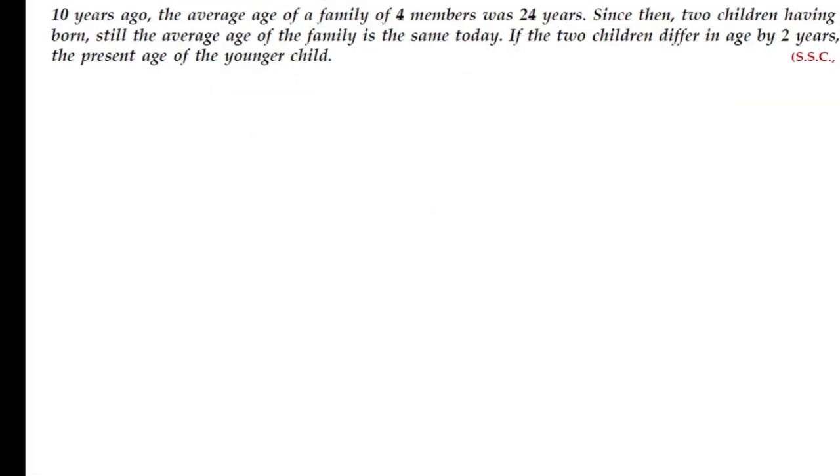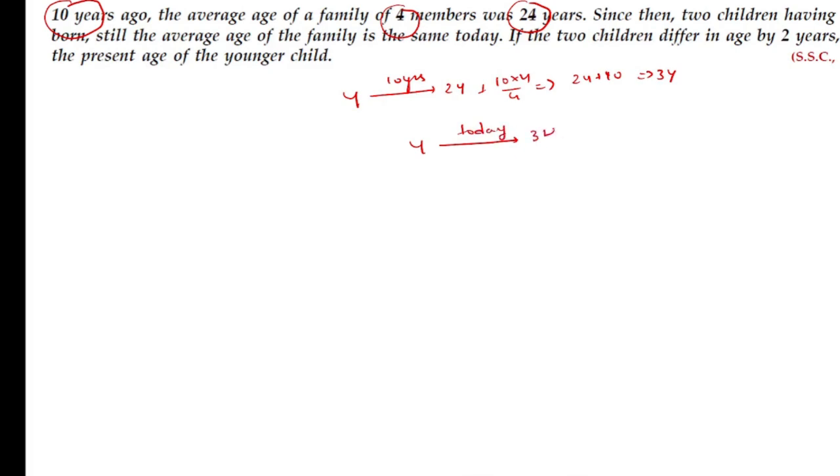Next, 10 years ago, the average age of a family of 4 members was 24. So the 4 members' average is 24. This was 10 years ago. So what would be the average now? After 10 years, that is 10 into 4 by 4. That is, the average increases by 10 years. Plus 10, that is 34. So the 4 members' average today is 34.